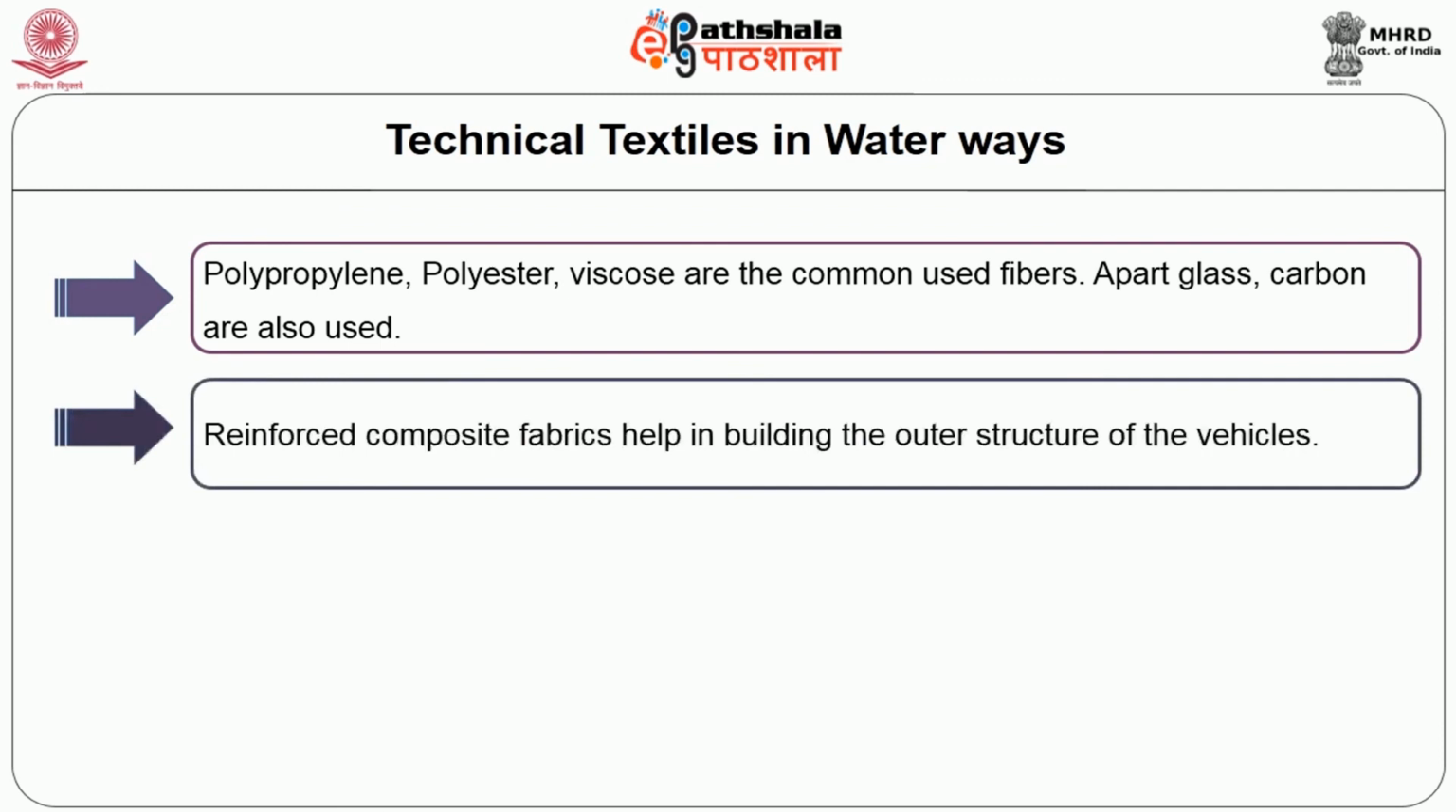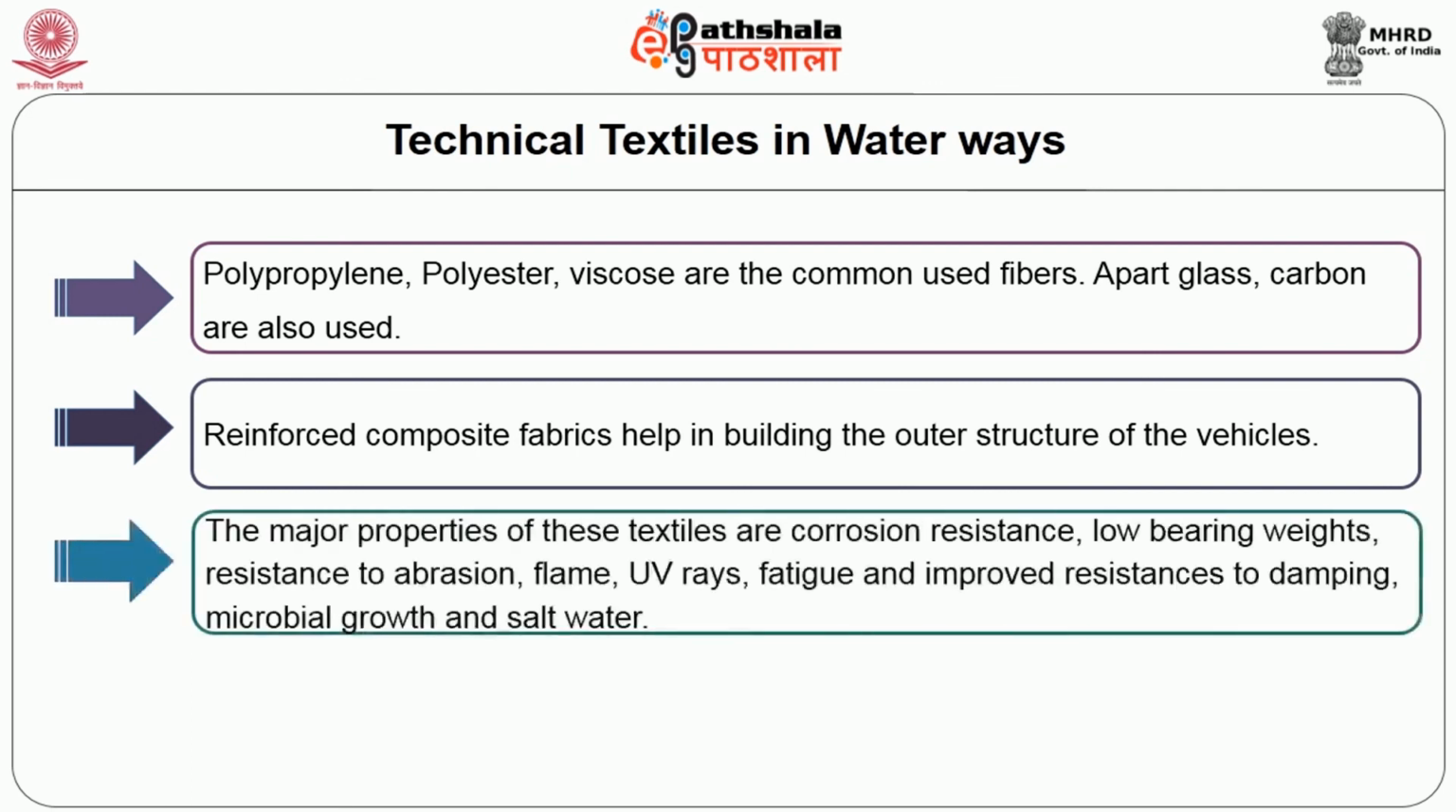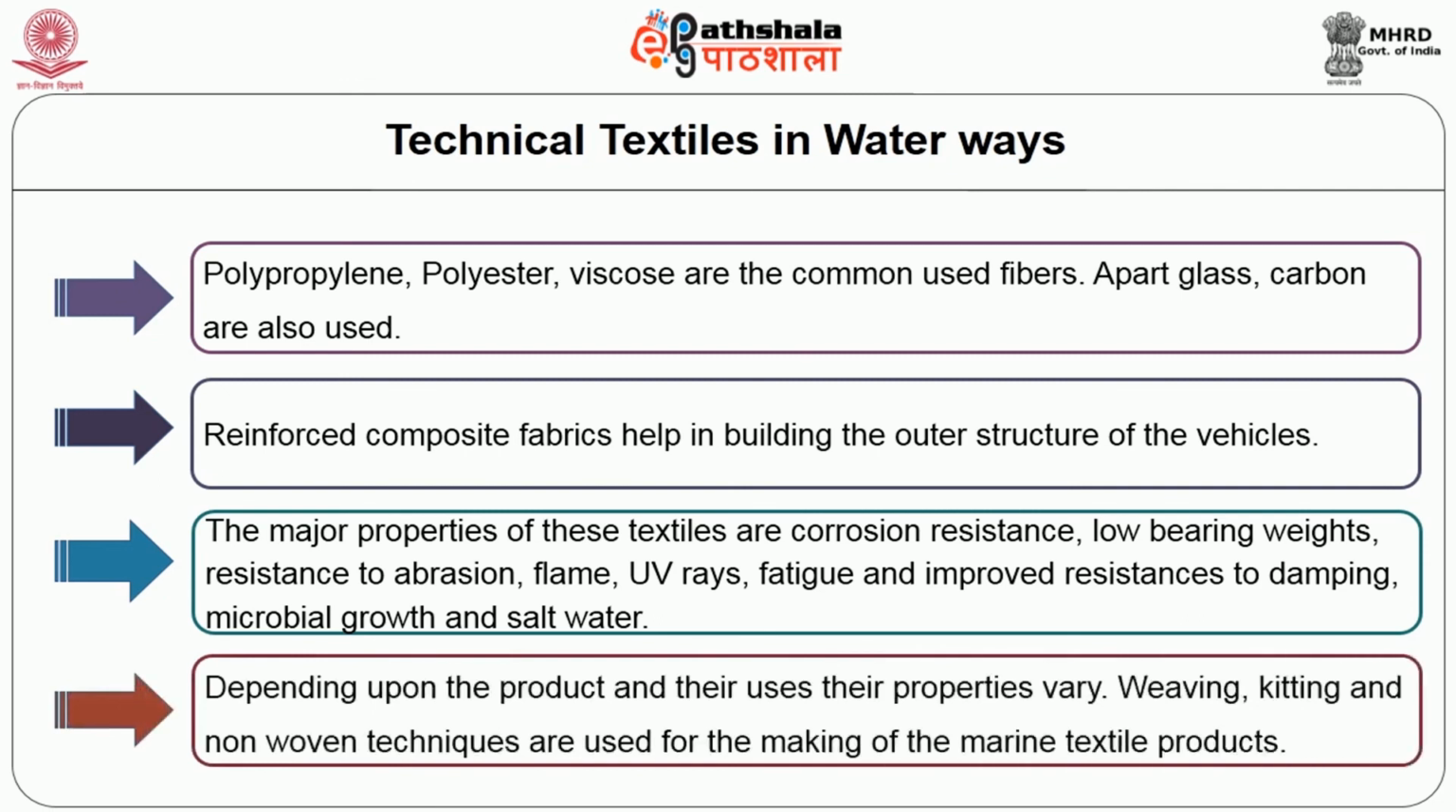Reinforced composite fabrics help in building the outer structure of the vehicle. The major properties of these textiles are corrosion resistance, low bearing weight, resistance to abrasion, flame, UV rays, fatigue and improved resistance to damping, microbial growth and salt water. Depending upon the products and the end use, their properties vary. Weaving, knitting and non-woven techniques are used in making marine textile products.